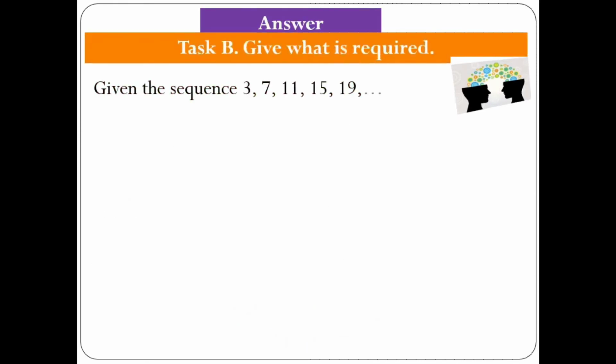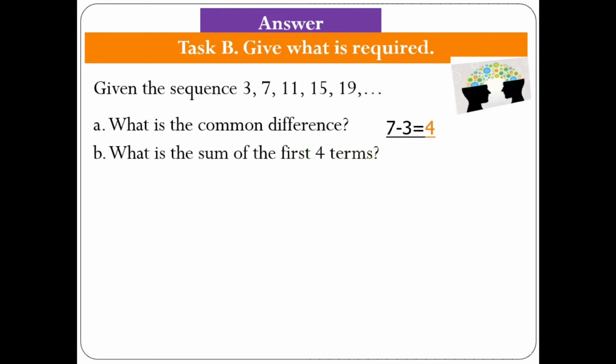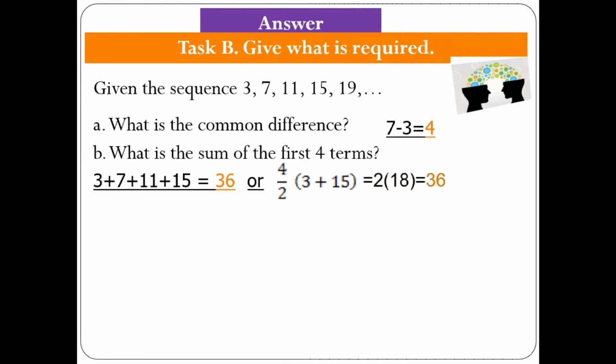Time to check your answer. The common difference of the given sequence is 4. We have 7 minus 3 is 4, 11 minus 7 is 4, 15 minus 11 is 4, and 19 minus 15 is 4. What is the sum of the first 4 terms? That is 3 plus 7 plus 11 plus 15 is equal to 36, or 4 over 2 times 3 plus 15. And since we are looking for the first 4 terms, that is 2 times 18 is equal to 36.